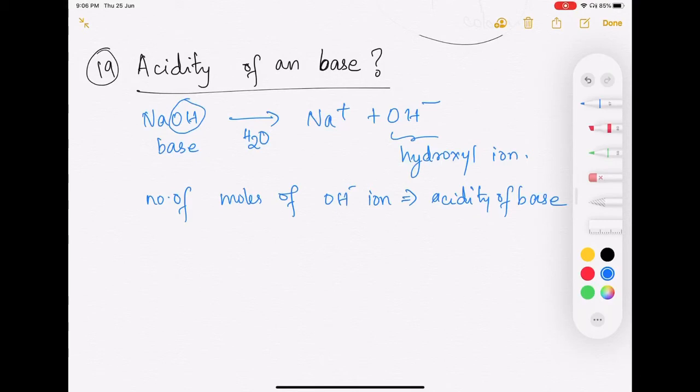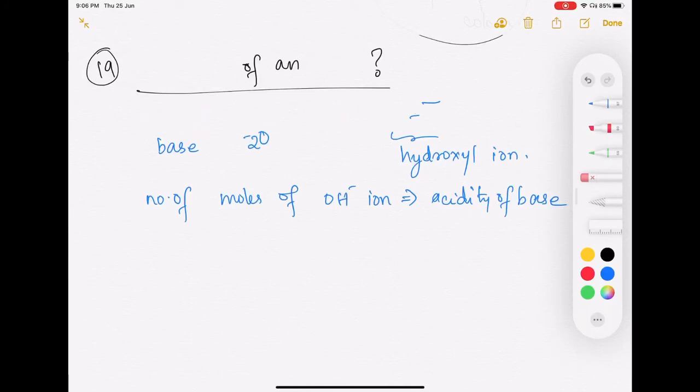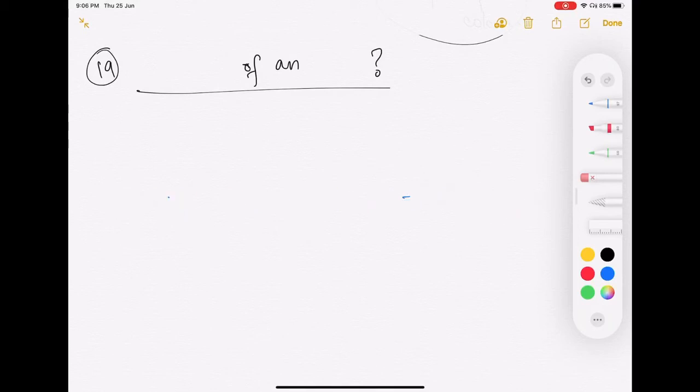Then what is the meaning of basicity of an acid? So how can we write basicity of an acid? We'll just change the words. Acidity of a base we are just replacing, and we can write it as what? Basicity of an acid. What is the meaning of that thing? Basicity of an acid. It is the number of H plus ions produced.